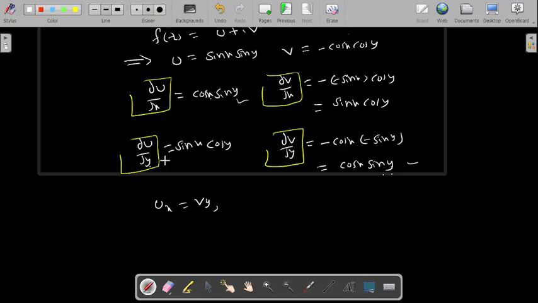Next is here, ∂u/∂y. What is ∂u/∂y? That means u, sin x cos y. ∂u/∂y is cos x sin y. Not equal. Therefore uy not equal to minus vx. Second equation, uy equal to minus vx wants to be satisfied. If you want, check here one more time. uy means sin x cos y, vy cos x sin y.